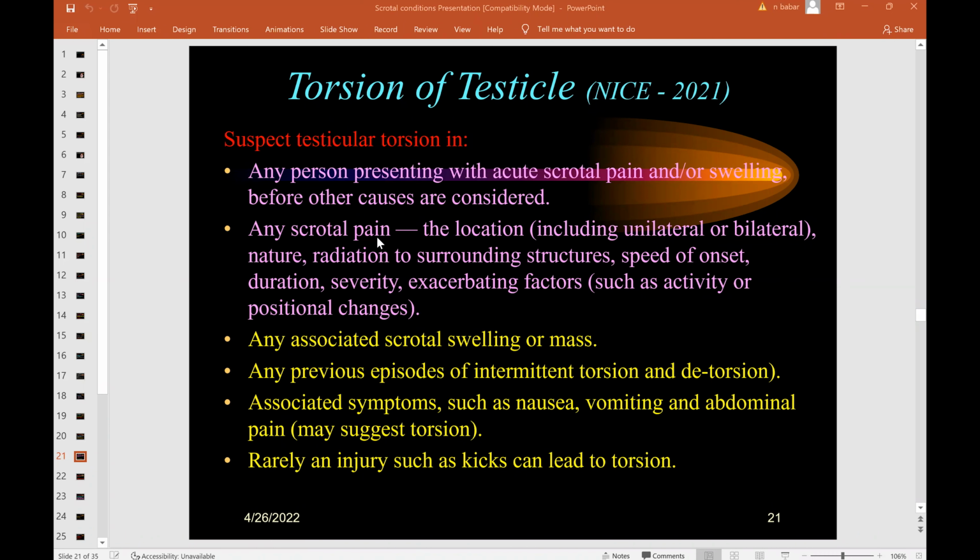If in addition to pain there is a scrotal swelling or mass, if there is a previous history of intermittent torsion and detorsion, if there are symptoms of visceral related pain such as nausea, vomiting, or abdominal pain, remembering that sometimes torsion will start after an injury such as a kick.